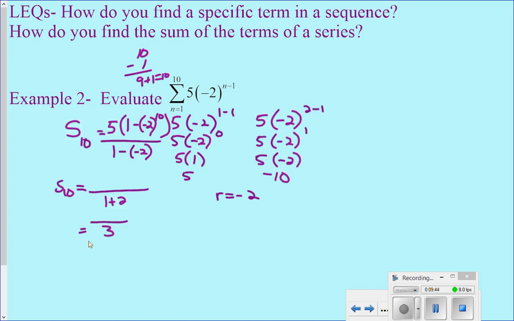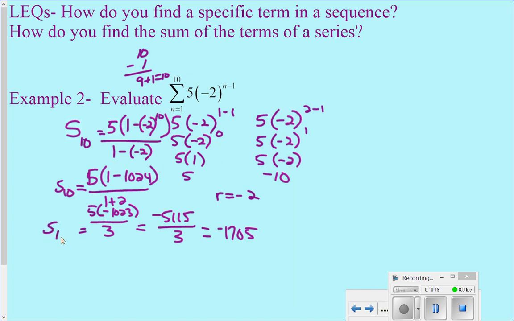So I want to do -2 to the 10th first. So I'm doing 5 times 1 minus, I'm doing negative 2 to the 10th, which is 1024. And then I'm subtracting from 1. So I have 5 times negative 1023. And let's see what I get when I simplify that. 5 times negative 1023 is negative 5115, and I'm dividing that by 3, which gives me negative 1705 is S sub 10. Okay.